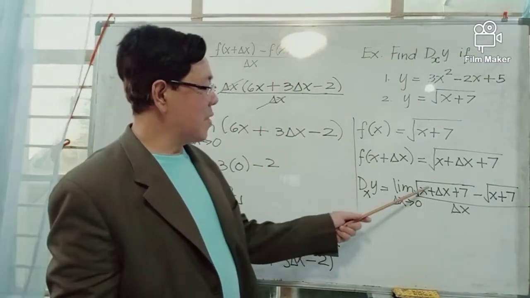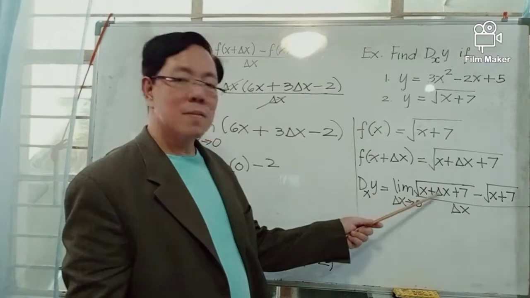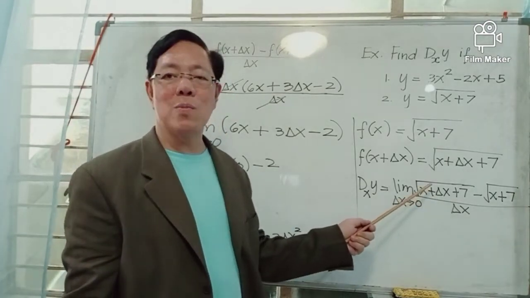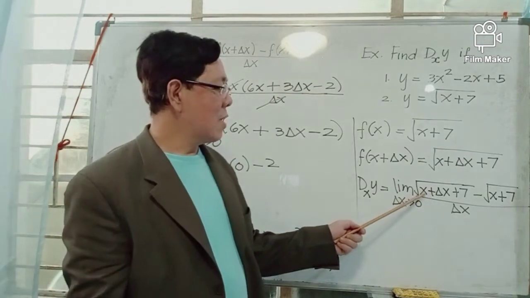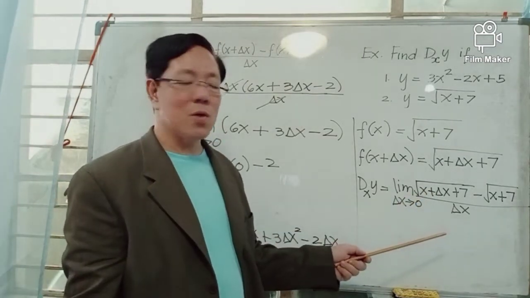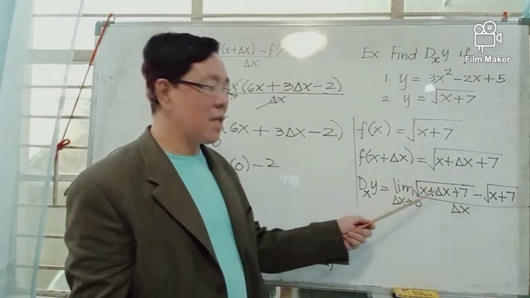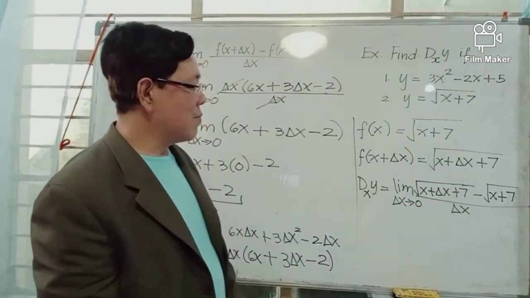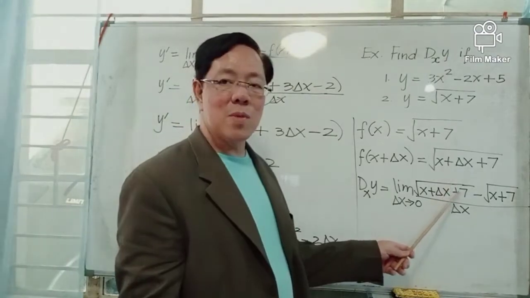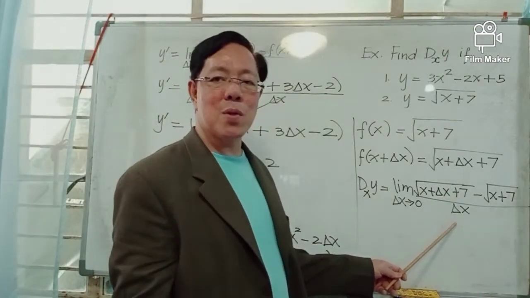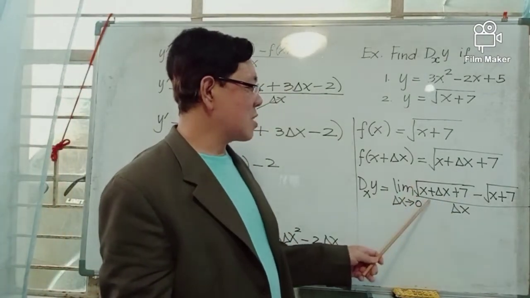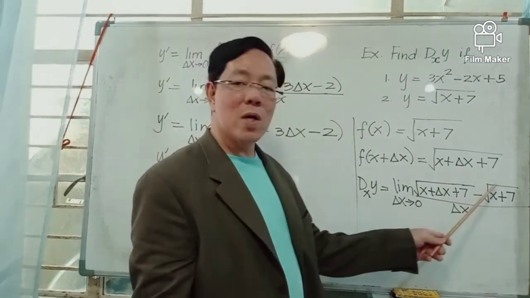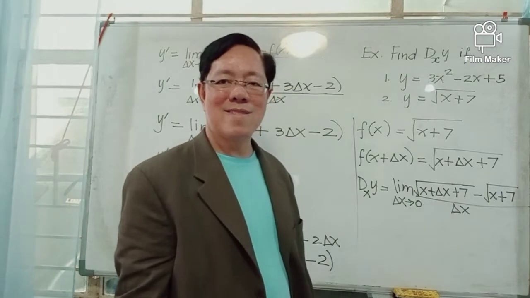Now to simplify this expression, we will rationalize the numerator. And to rationalize the numerator means to remove the radical signs from the numerator. And we will do that by multiplying numerator and denominator by square root of x plus delta x plus 7 plus square root of x plus 7.